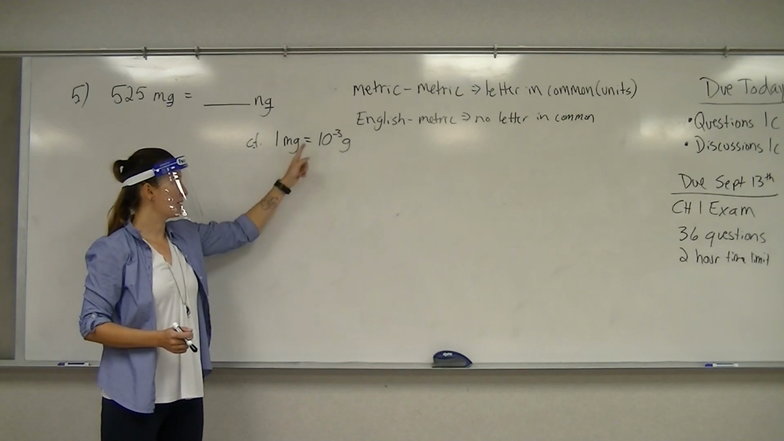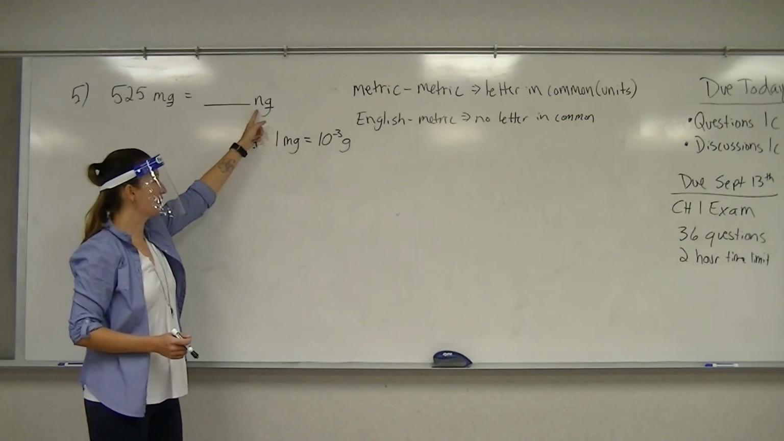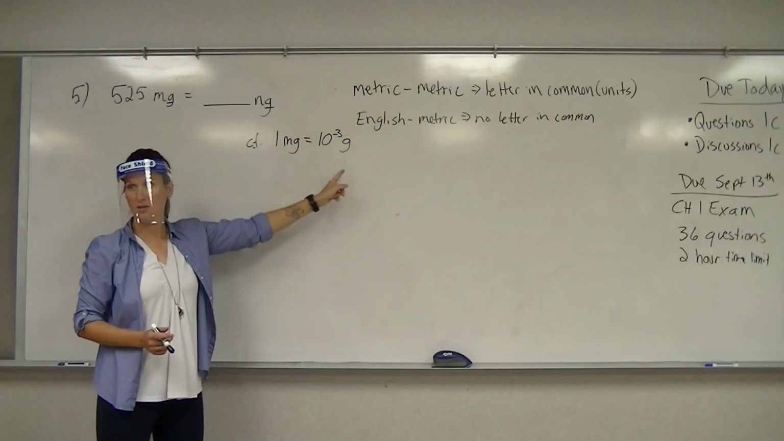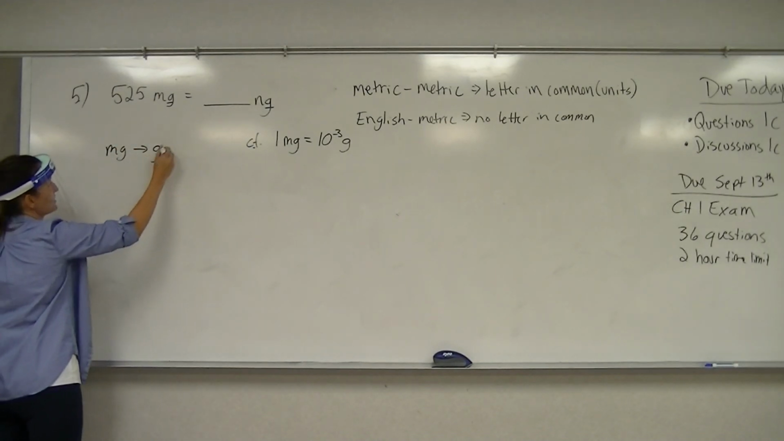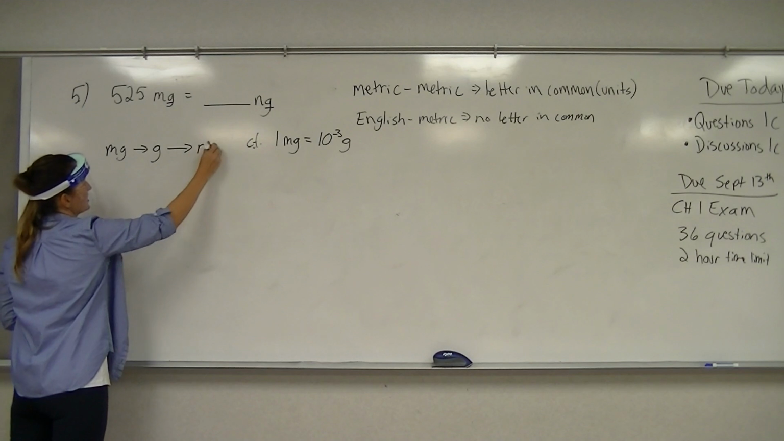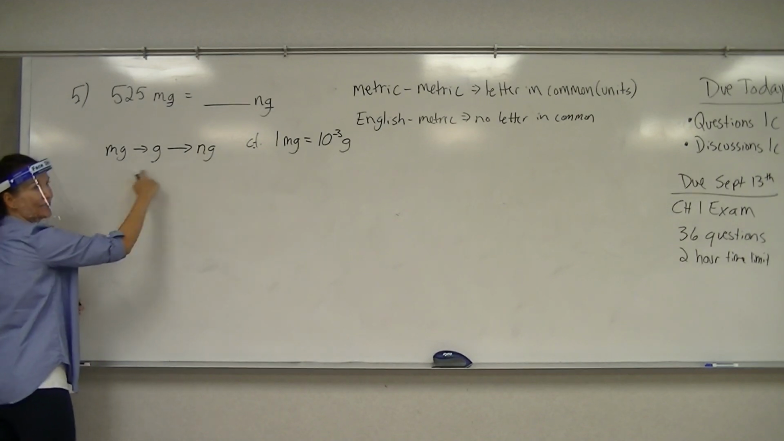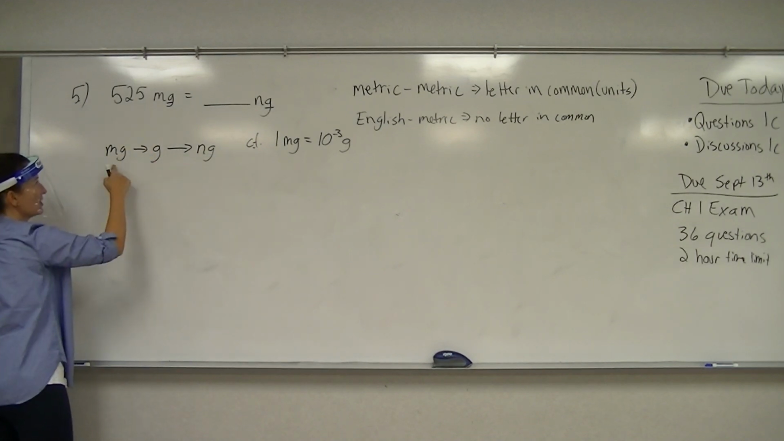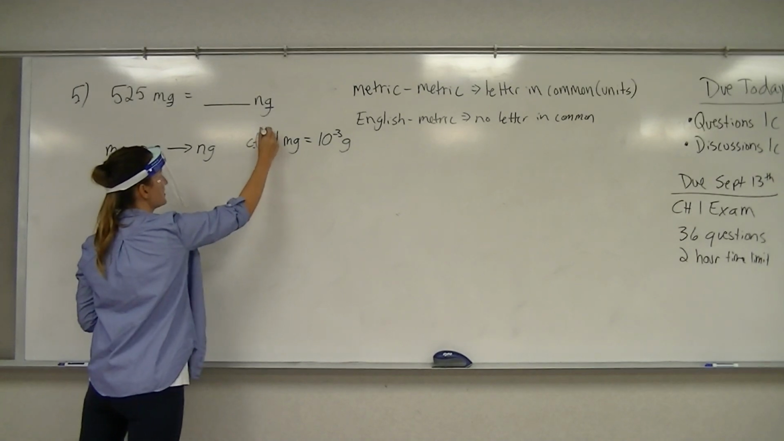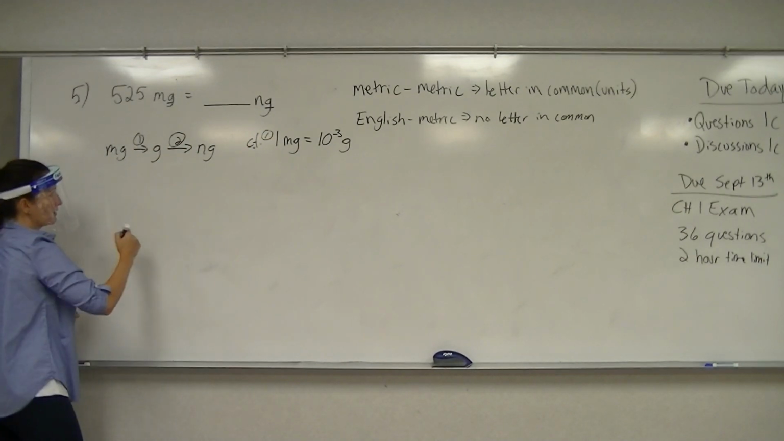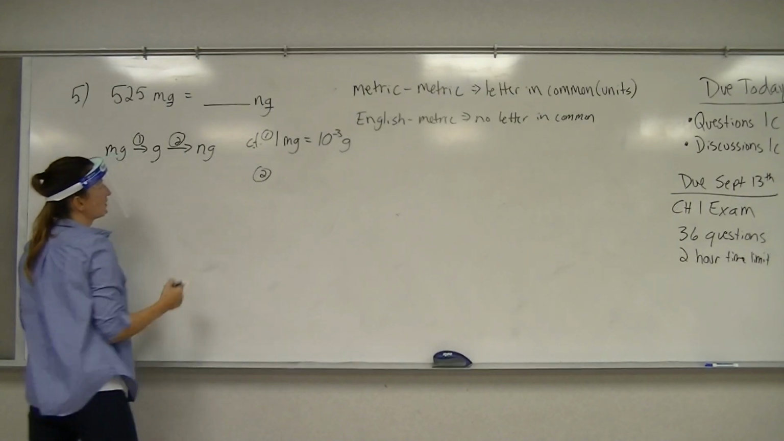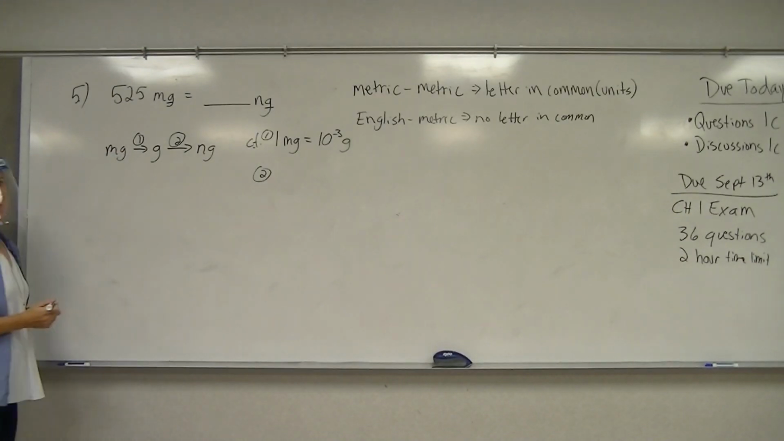So the milligrams is going to go to the grams. When I find the nanogram one, it's going to go to grams. What that means is I'm going to have to go to grams first in order to get to nanograms. So this is my plan here. Starting at the milligrams, I'm using this to get me to the grams, and I know I'm going to need a second one to get me to the nanograms.